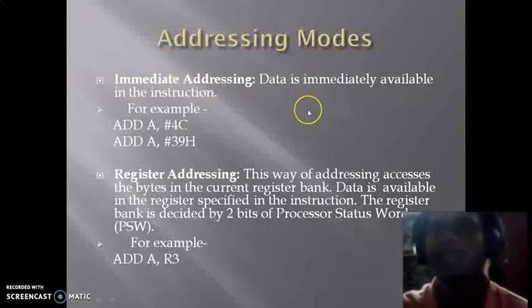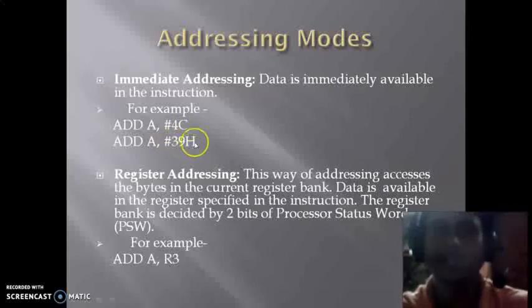So here the data is immediately available in the instruction. Example like ADD A, #4C. So it means the 4C is the data that is immediately added with the content of A. Example like ADD A, #39H. So here the content of A with the 39H will be added. Immediately we are providing the 39H data. So this is the way immediate addressing can be performed.